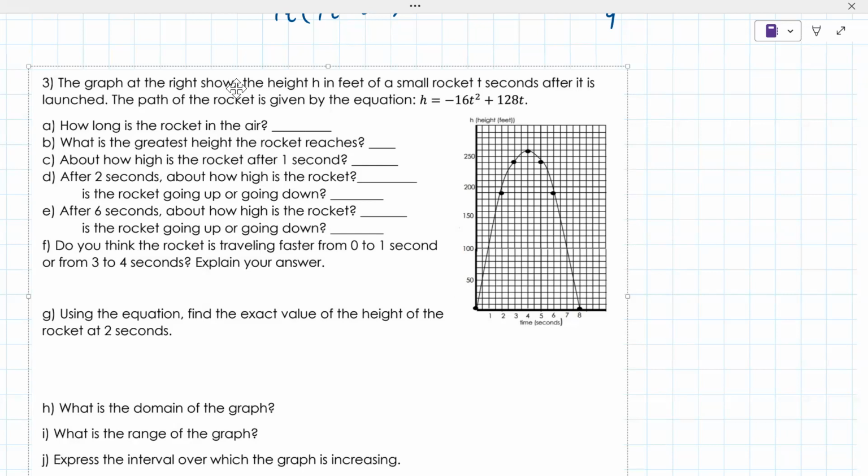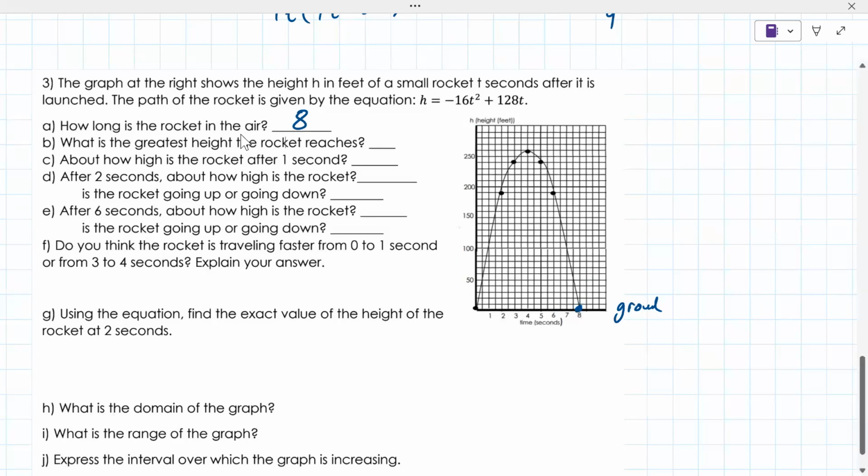9 seconds. Okay. Where are you getting 9 from? Right? It hits the ground at 8, so it's 8 seconds. So it starts from zero. So it's thrown from zero to 150. All right, now what is the greatest height of the rocket?